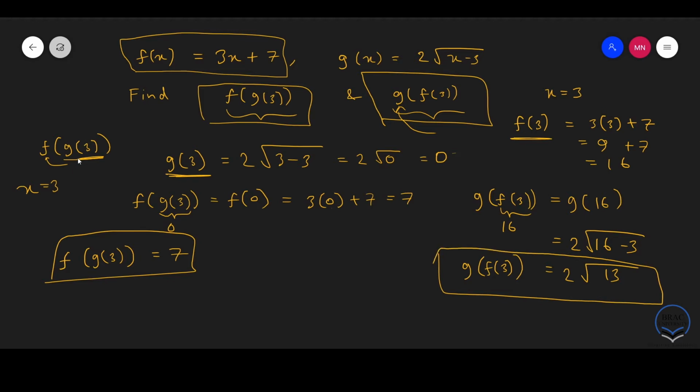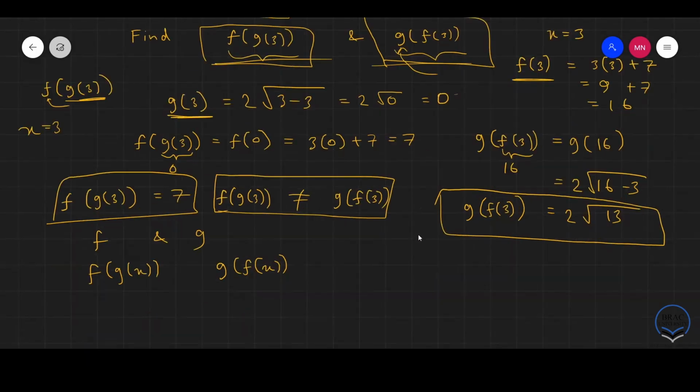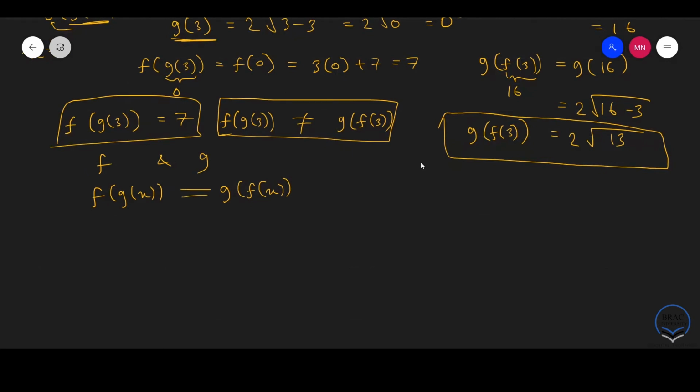Right, so now we have found the output of these two compositions. Now you can see that f of g of 3 and g of f of 3 are not equal. That means that if we have a function f and a function g, and I find their compositions f of g of x and g of f of x, then these two functions aren't necessarily going to be equal.